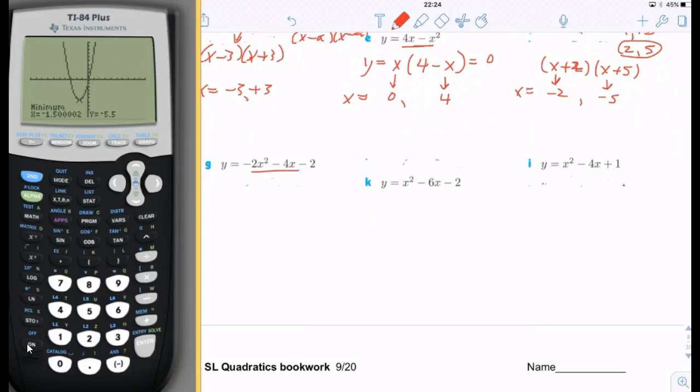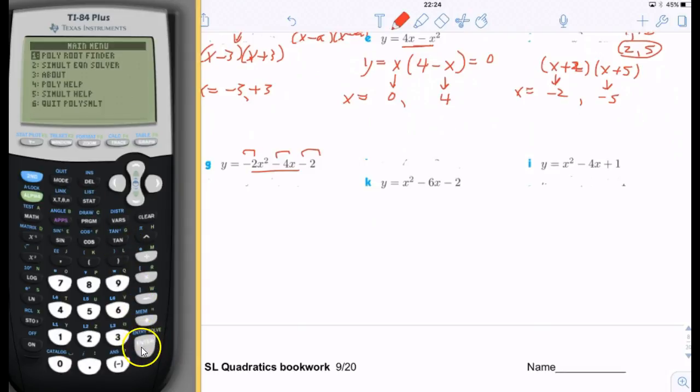So here we can easily identify that A is negative 2, B is negative 4, and C is negative 2. Make sure you consider the negatives as part of the answer. And so I'm going to go to PolySMLT, and I'm going to put in those numbers.